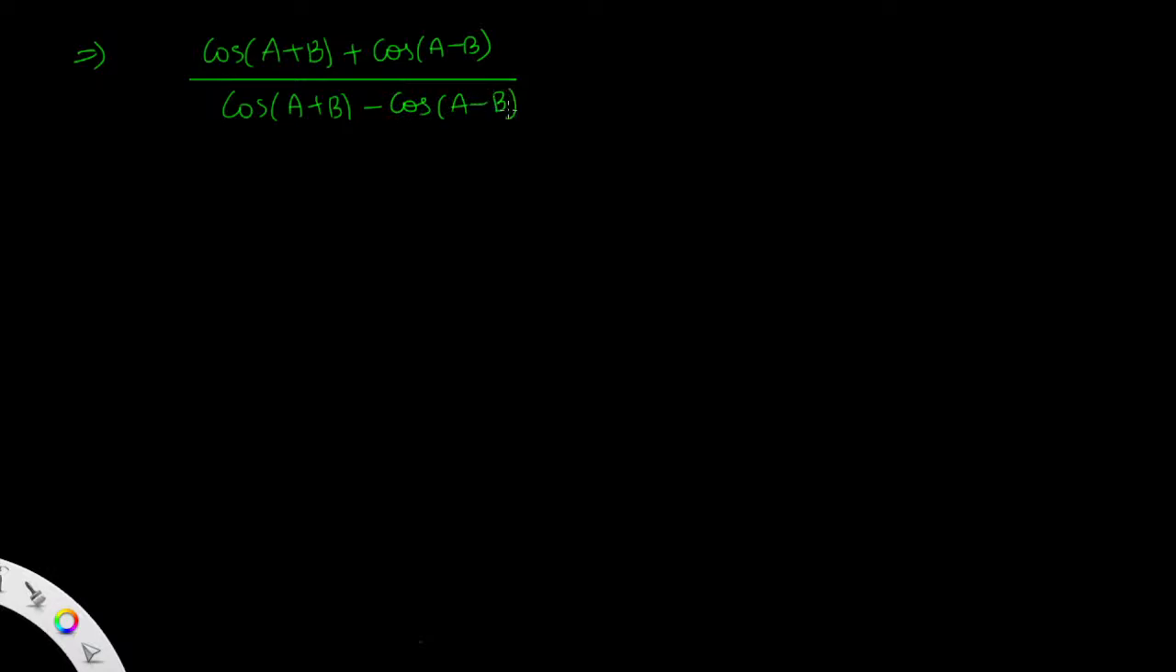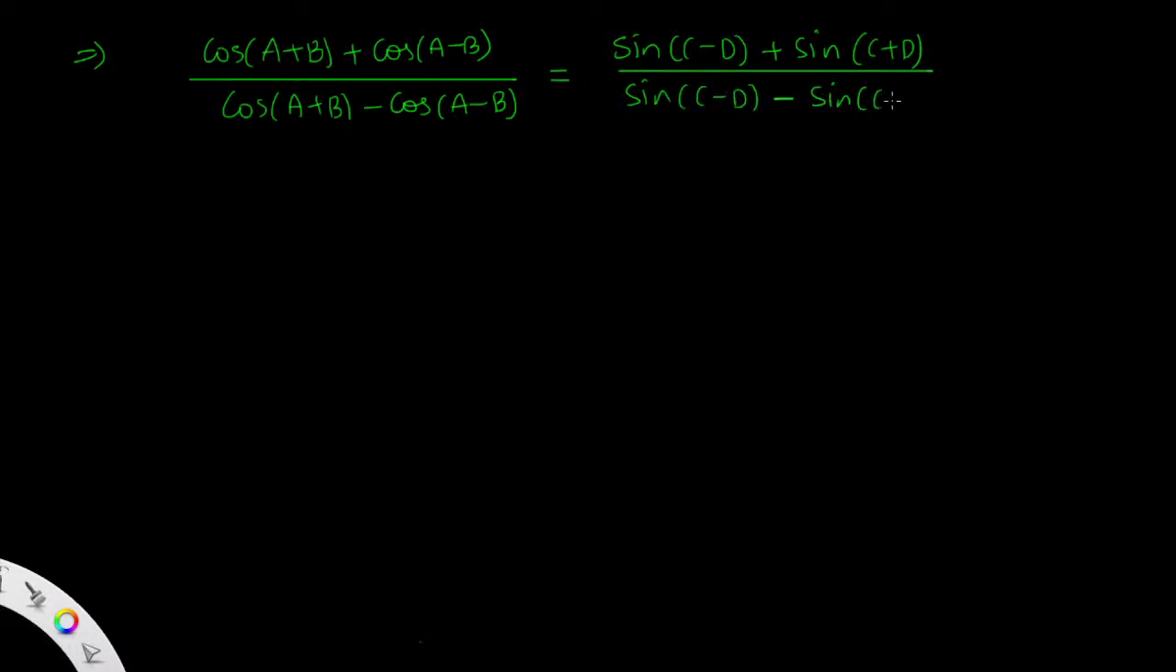So that implies cos(A plus B) plus cos(A minus B), divided by cos(A plus B) minus cos(A minus B), is equal to sin(C minus D) plus sin(C plus D), divided by sin(C minus D) minus sin(C plus D). That is, C plus (C minus D) in the place of the numerator, and the denominator similarly, C plus D only.